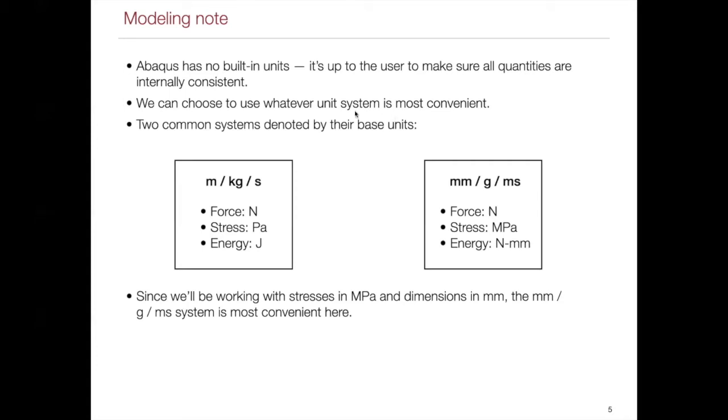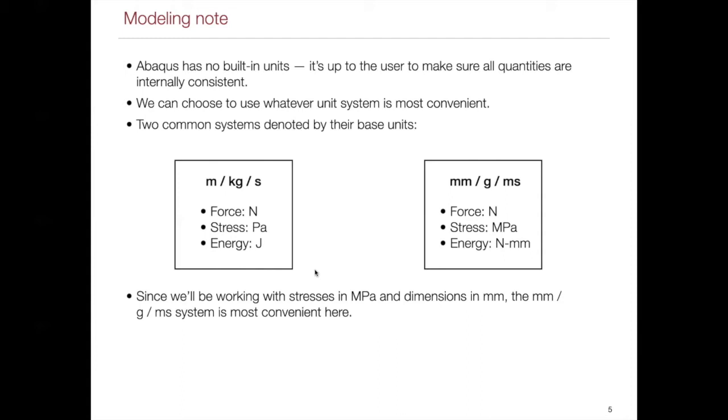So here below, I've written out 2 of the really common unit systems, where on the left you have the standard metric system, so base units of meters for distance, kilogram for mass, second for time. And this gives you derived units of newtons for force, pascals for stress, joules for energy. But on the right, you can see an equivalent system constructed in terms of millimeters, grams, and milliseconds, where the derived unit for force is still newtons, but stresses, which are going to be newtons per millimeter squared, are megapascals, just naturally. And the energy comes out as being newton millimeters.